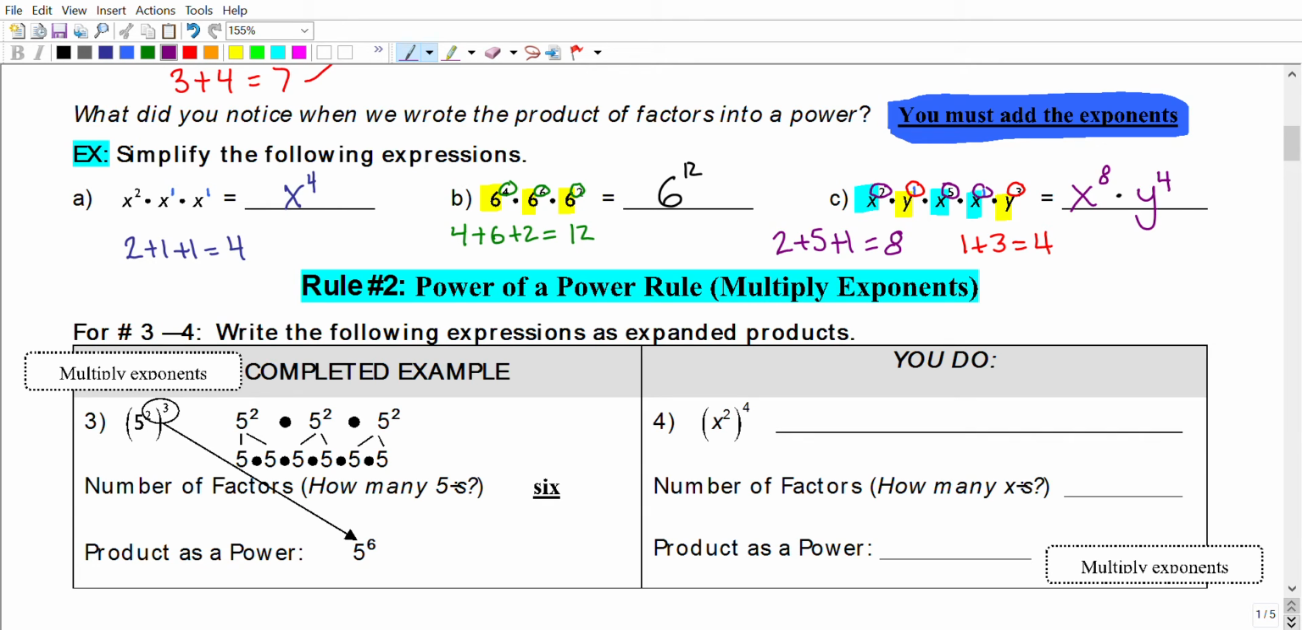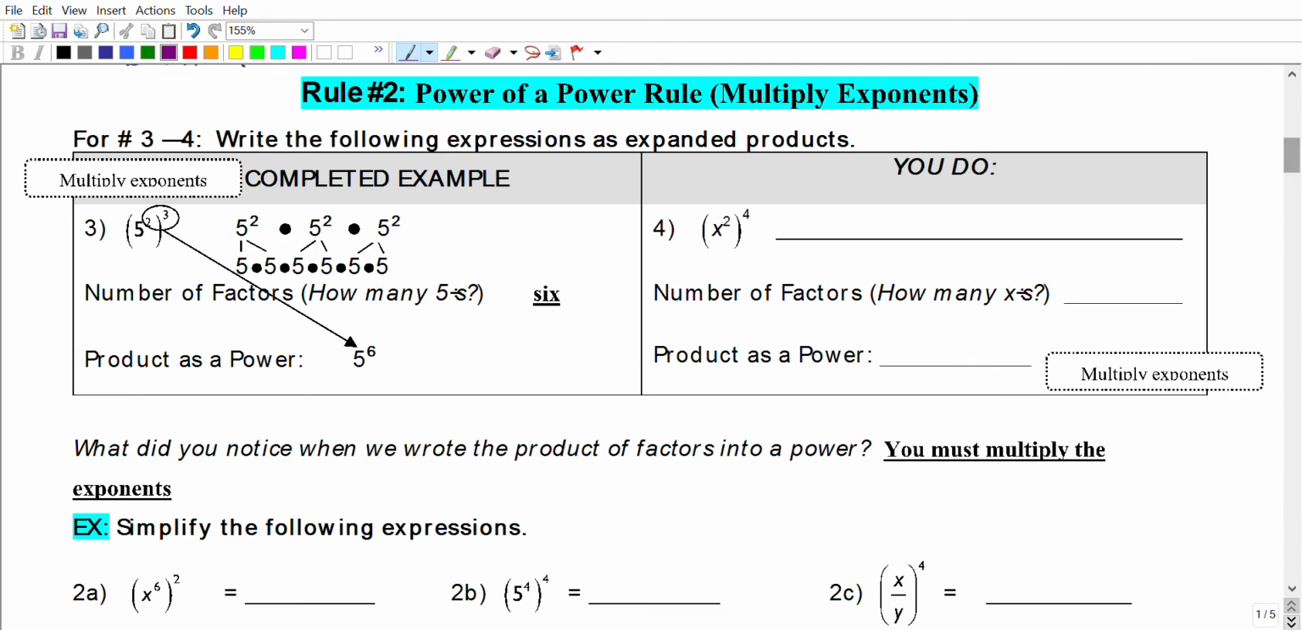Okay? All right, so again, the rule was when we're multiplying items with the same base, all you have to do is add the exponents. All right, let's go ahead and take a look at rule number 2. This one is the power rule. This is the power of a power rule, or multiplying exponents, and we'll look at why it's called multiplying exponents. So now let's go ahead and recap here.